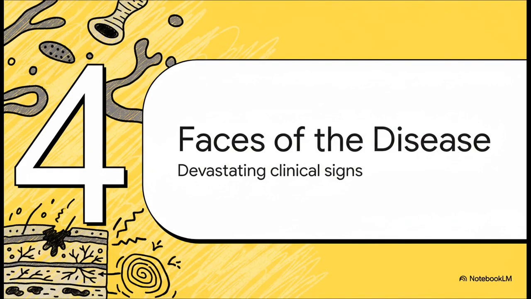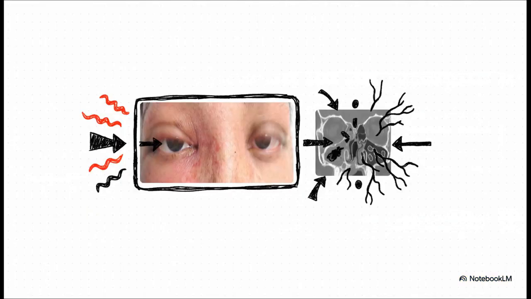So what does this terrifying invasion actually look like in a patient? Well, the signs can be pretty shocking, mainly because they show the deep tissue destruction that's happening just beneath the surface. This is sinoorbital mucormycosis. It's a common form we see in diabetic patients.